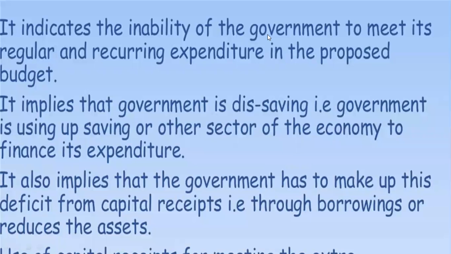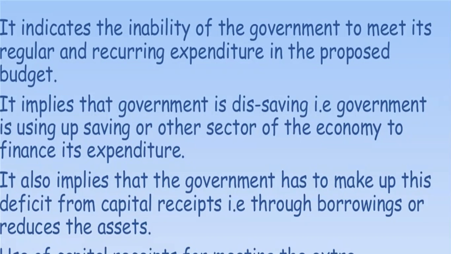Now we will discuss the implications of the revenue deficit. It indicates the inability of the government to meet the regular or recurring expenditure, or you can say those expenditures proposed in the budget, which it is not able to complete. It also implies that the government is dissaving, that is, the government is using the savings of other sectors to complete its expenditures. So that is also very bad for the budget.